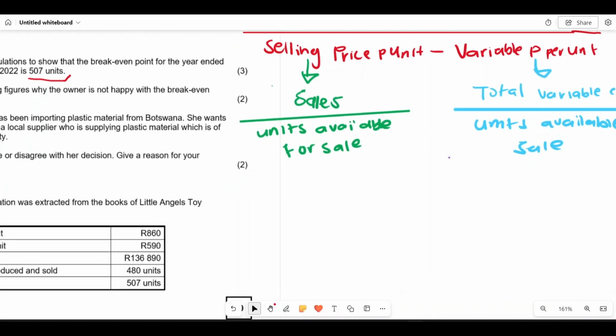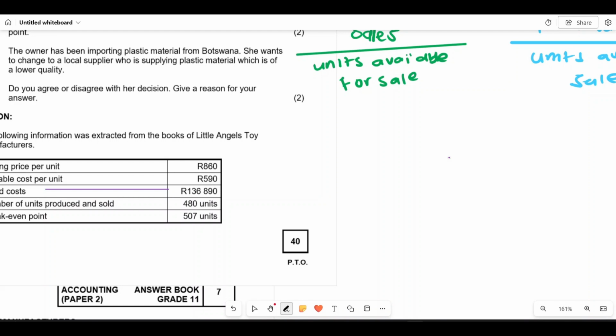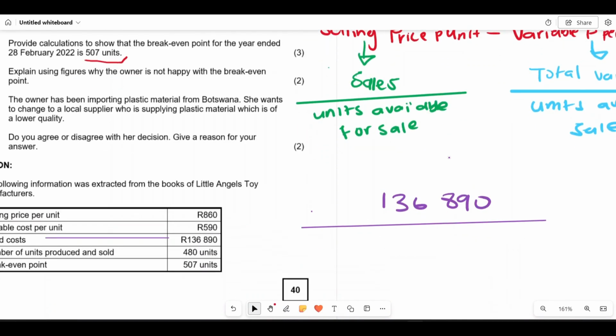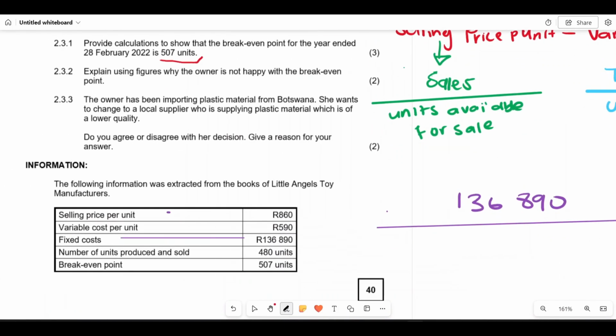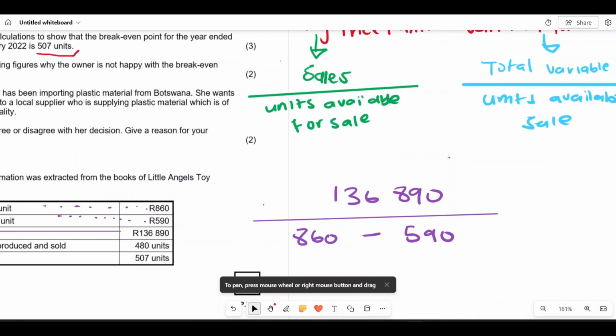Now, let us see if we are given this amount. Okay, so here we're given the amounts. I am given my fixed cost amount as 136,890. Right? So first you're going to write down your formula, then you're going to show these workings. So remember, it's selling price per unit minus your variable price per unit. My selling price per unit, as you could see, amounts to 860 minus my variable price per unit, which amounts to 590. Now punching this into your calculator, you should get 507 units.